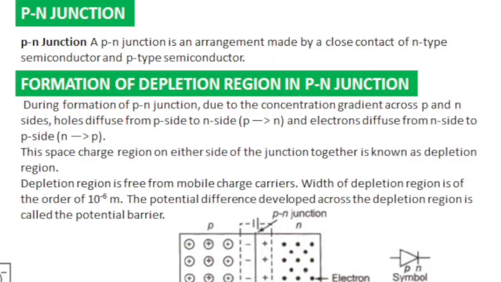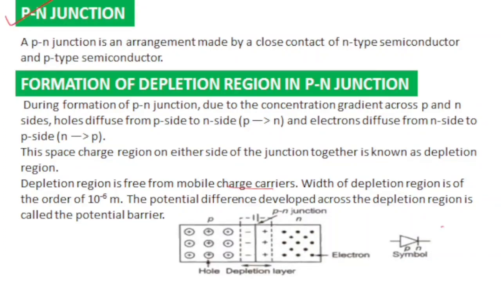Now after this, next is p-n junction. Now what is this p-n junction? How is this p-n junction formed? It is an arrangement made by a close contact of n-type semiconductor and p-type semiconductor. When n-type semiconductor is placed in contact with a p-type semiconductor, then the p-n junction is formed. Now how is this p-n junction formed? What are the different processes that take place during p-n junction formation?